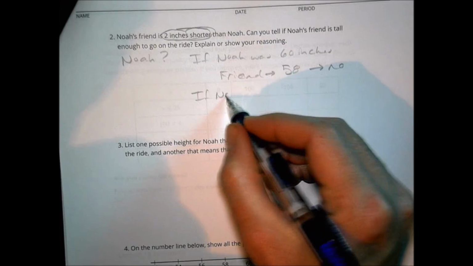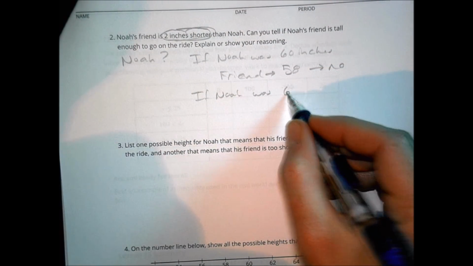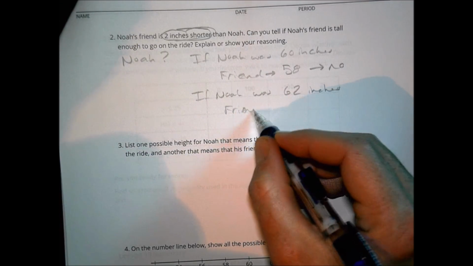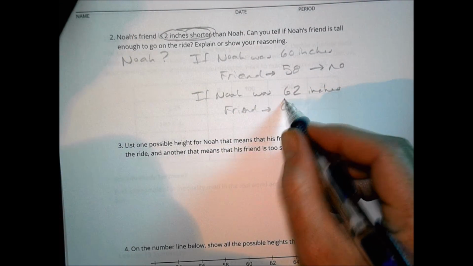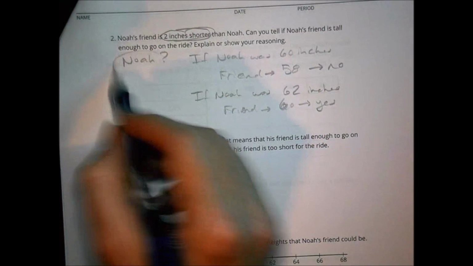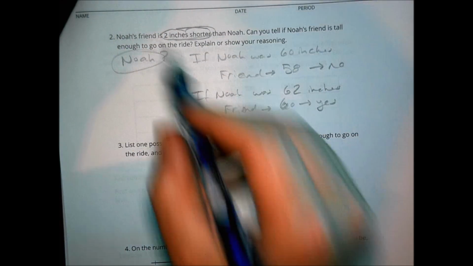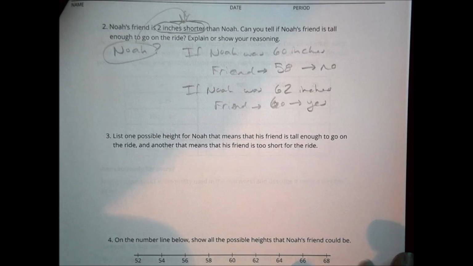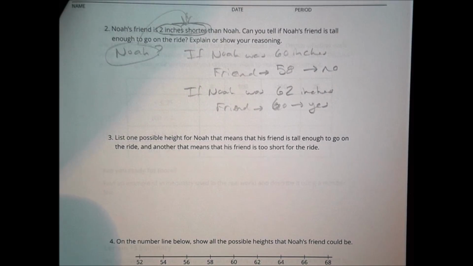If Noah was 62 inches, then the friend would be 2 less than 62, that would be 60, and we would say yes, he could ride the ride. But the problem is, we don't know how tall Noah actually is in order to determine how tall the friend is going to be. So we really can't answer that question because we don't have enough information.